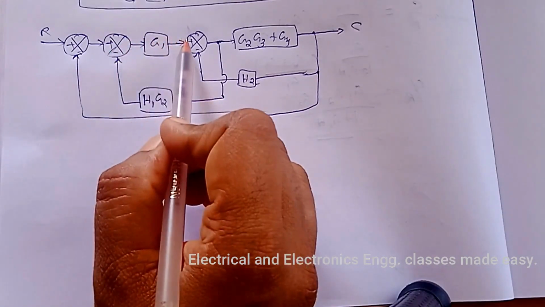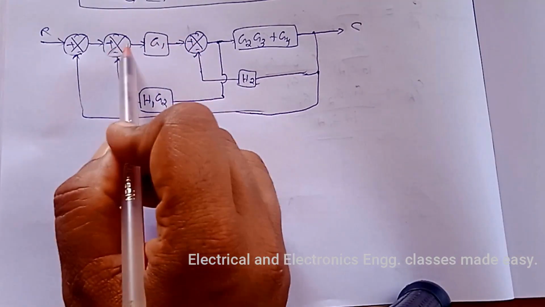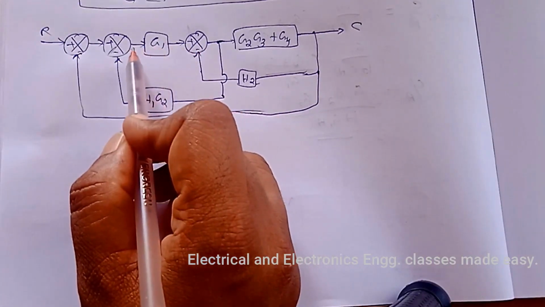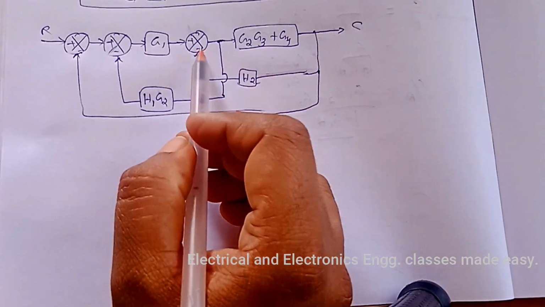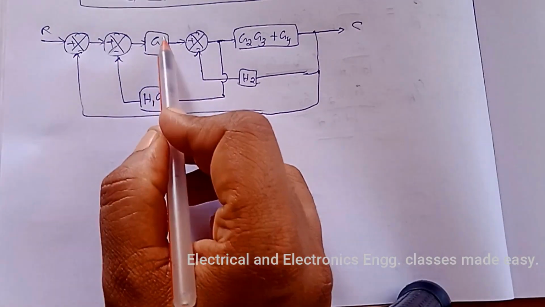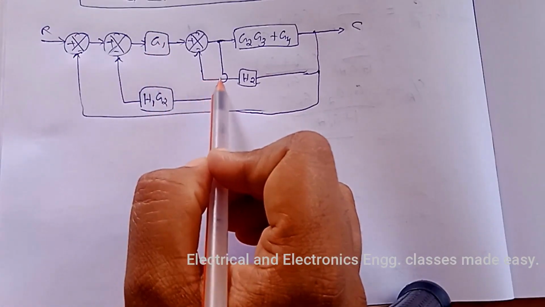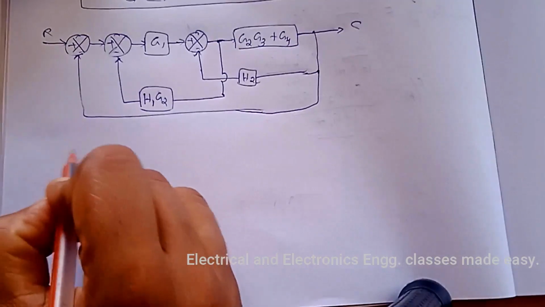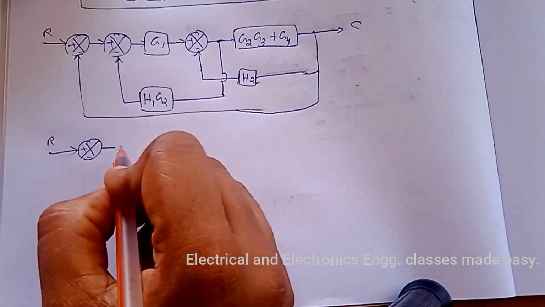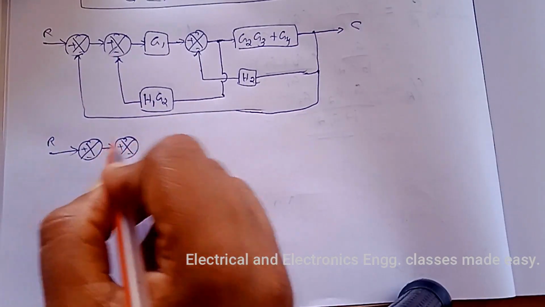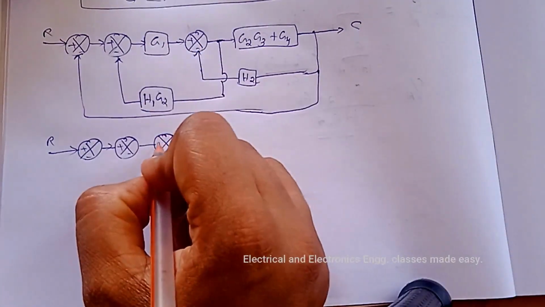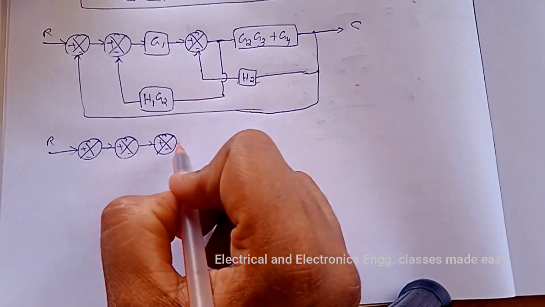And again we have to exchange this summing point with this summing point. So first of all, change this summing point to this side. Moving a summing point before the block means we have to add the reciprocal of this transfer function here. That is, first one is R, then this summing point is here. Now this summing point we have to add here, that is plus minus, then G1 is there.